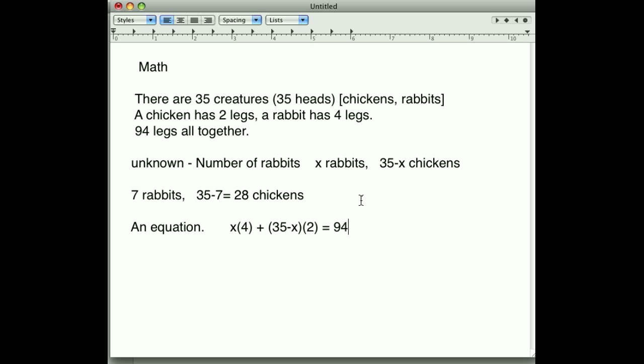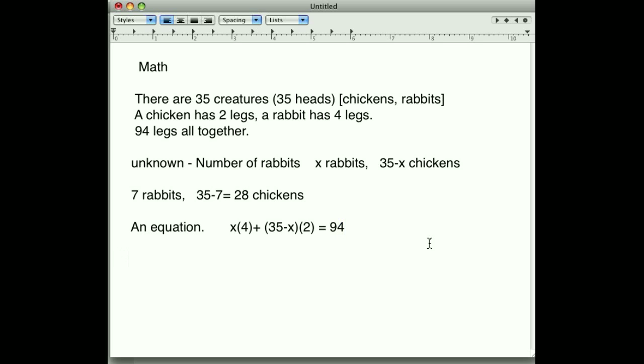So here I set an equation, and the equation uses the unknown X, which is the number of rabbits, and it says the number of rabbits times the number of legs that each rabbit has is the total number of legs for the rabbits. The same thing we do for the chickens, and the chickens have 35 minus X of them, and each one has 2 legs, so 2 times the number of chickens is the number of legs of the chickens, and altogether they have 94 legs, as the problem states. So this is the equation, and now let's see how we solve that equation.